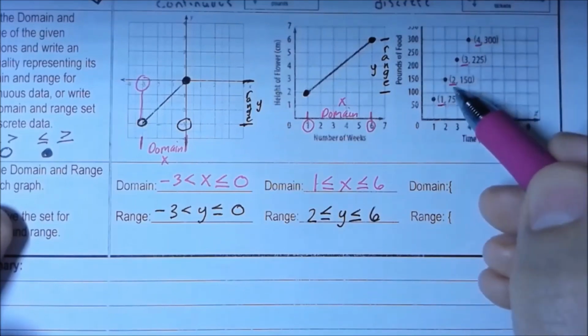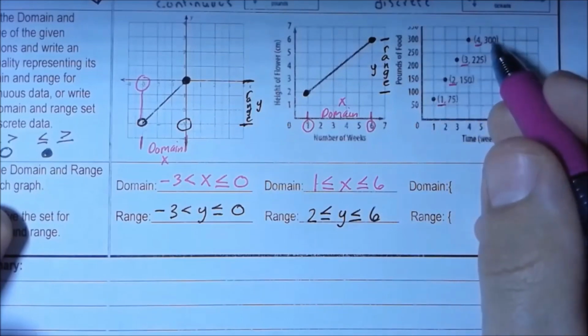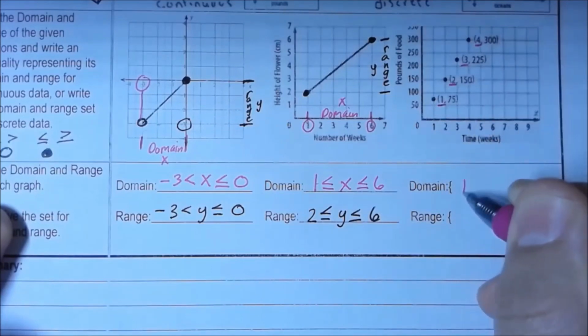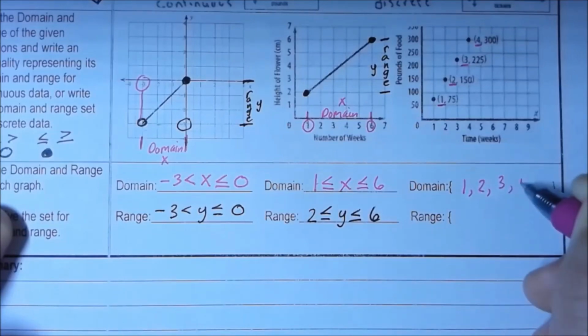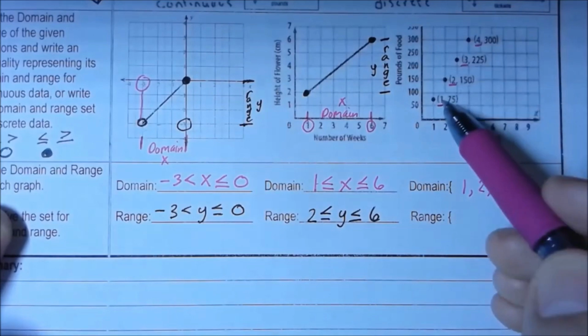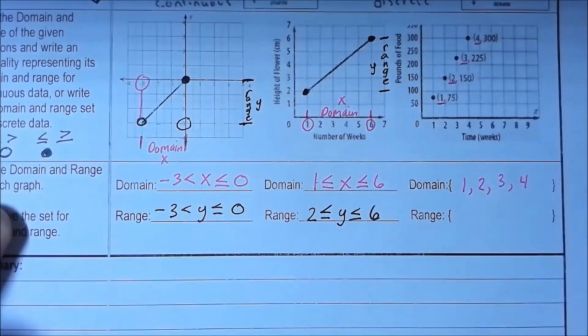So in other words, all these numbers I underline. So for instance, I'm going to start from lowest and go to greatest. So for domain, I have 1, 2, 3, and 4. Right? 1, 2, 3, 4. And that's it. That's my domain. Notice it's already in my brackets.